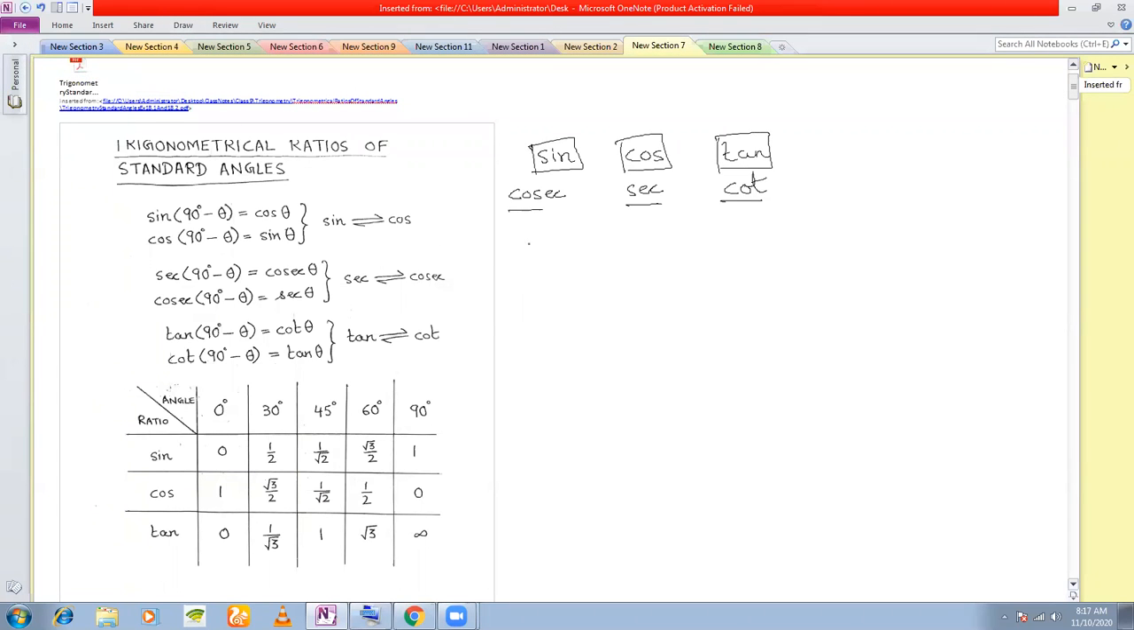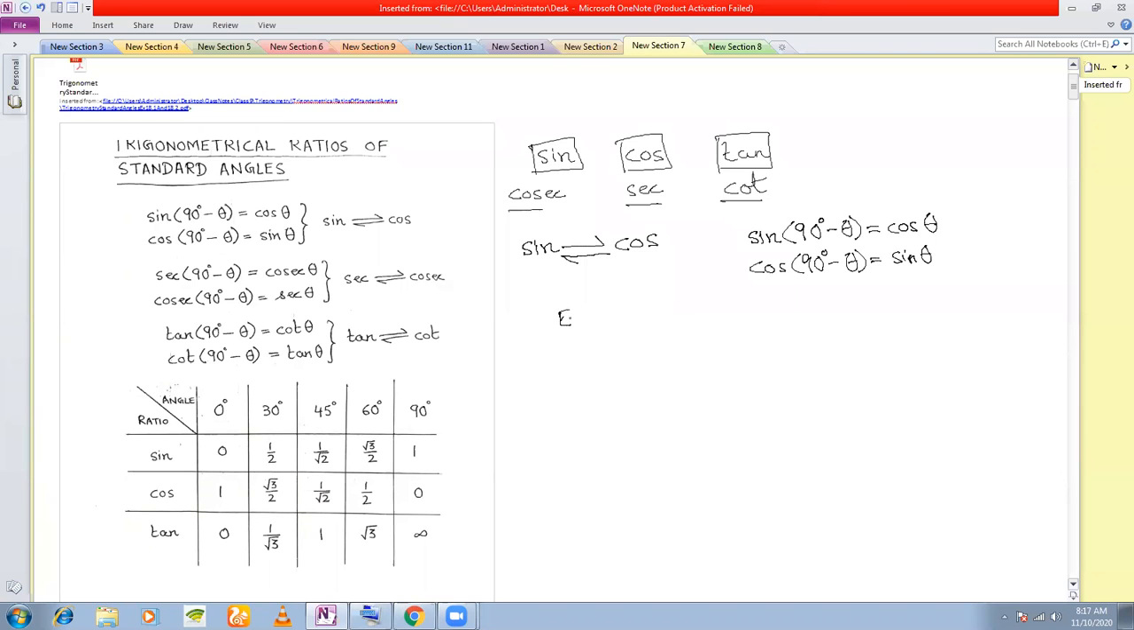For example, this is your first result. Sine can change to cos, and cos can change to sine. Remember, sine will change to cos, and cos can change to sine. How? Suppose sine of 90 degree minus theta must be equal to cos theta. Also, cos of 90 degree minus theta must be equal to sine theta. Okay, so let us take an example here.